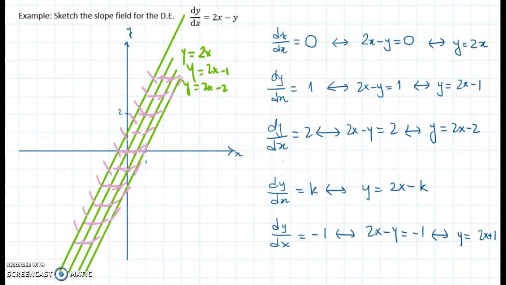So I guess you can see the pattern, and you can also see what will be the shape of the solutions. They will look something like this.